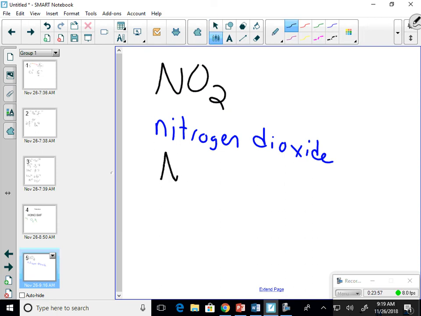Next one, N2O5. Here, there is more than one nitrogen. So we need to use the prefix to say how many there is. Dinitrogen. Prefix for 5 is penta. But since oxygen begins with a vowel, we'll just call it pentoxide.